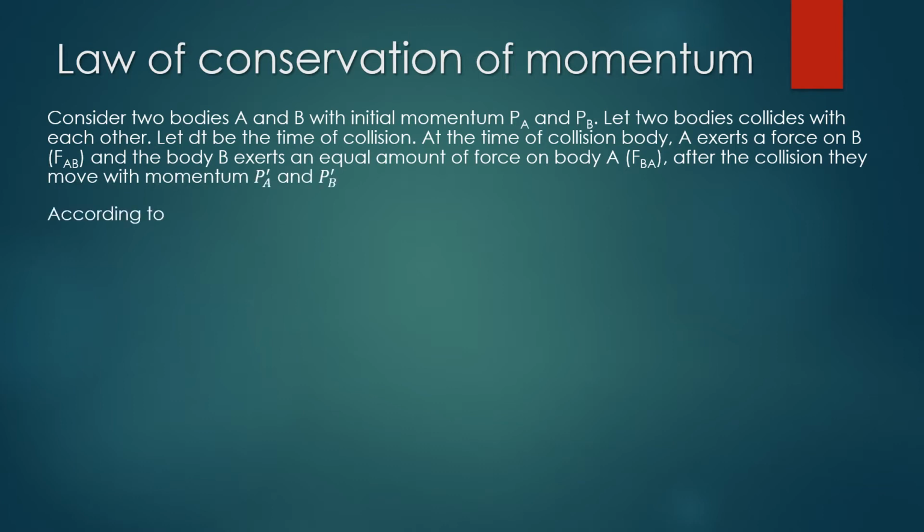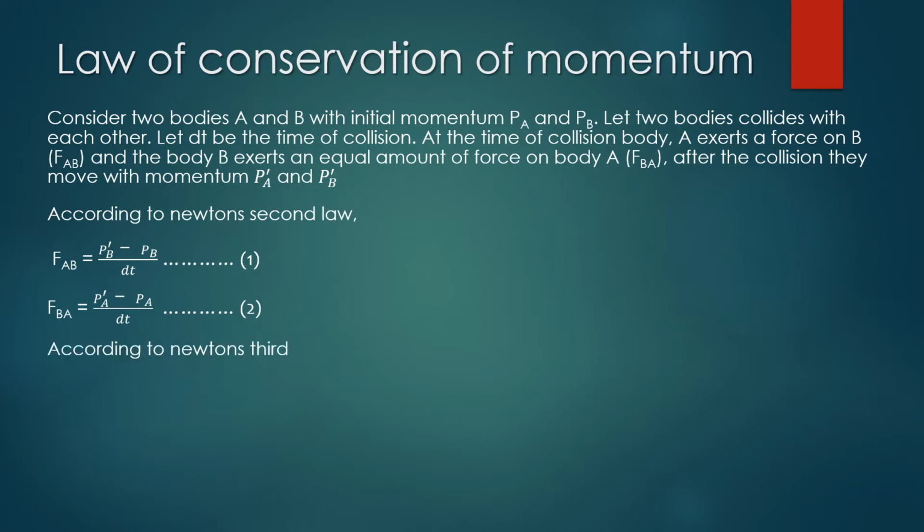Now, according to Newton's second law, FAB is equal to (PB' minus PB) by dt. That is, the rate of change of momentum of a body is directly proportional to the applied force. Now, for body A, we write FBA is equal to (PA' minus PA) divided by dt. According to Newton's third law, for every action there is an equal and opposite reaction, so we can write FAB is equal to minus FBA.